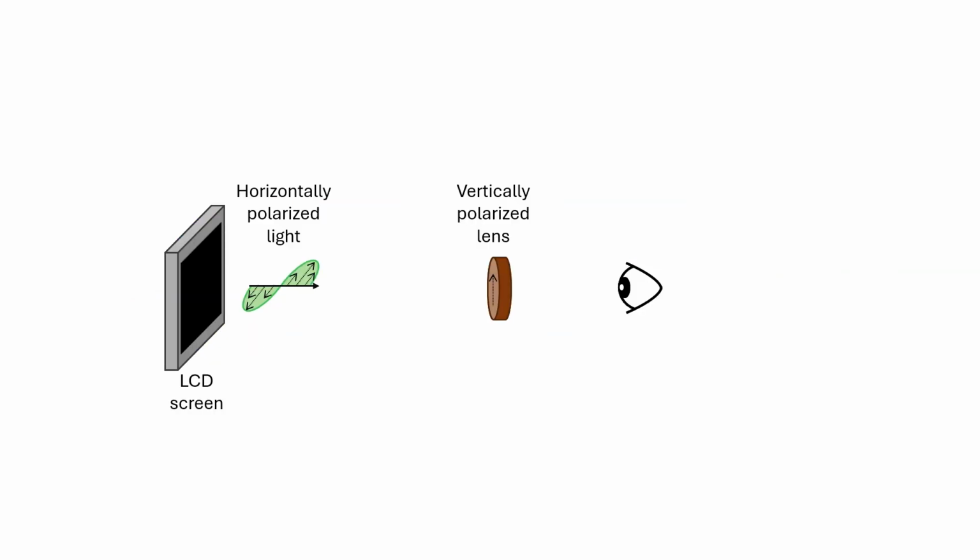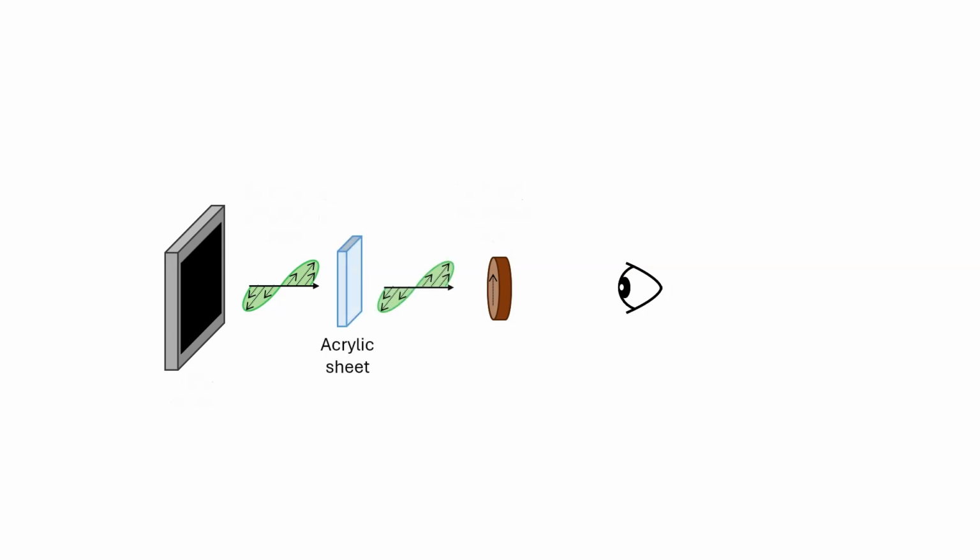Now looking at how the experiment works, the horizontally polarized light coming out of the LCD screen will not pass through a vertically polarized lens. With an acrylic sheet placed in between the LCD and the polarized lens, the orientation is important. If the axis of the acrylic sheet is lined up with the axis of the polarized light, we will induce no rotation and we will still have a blocked image.